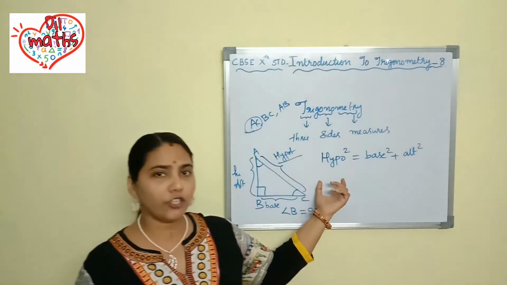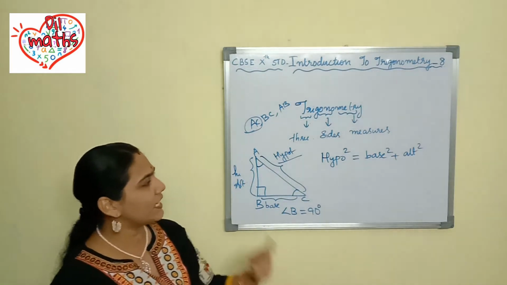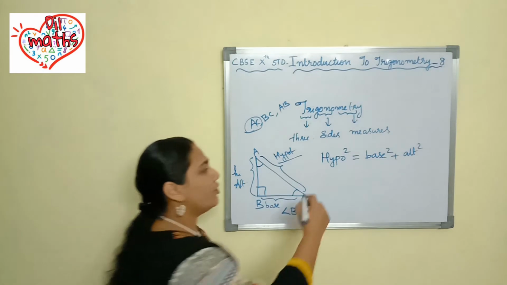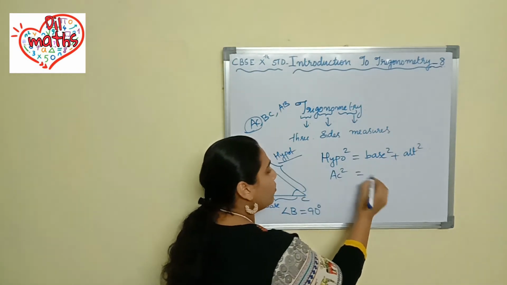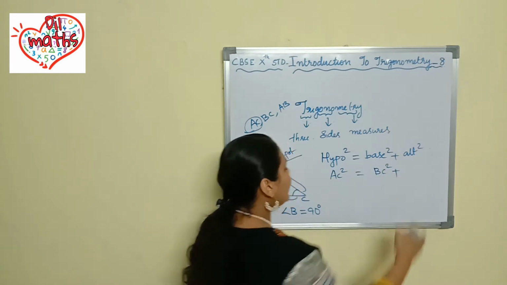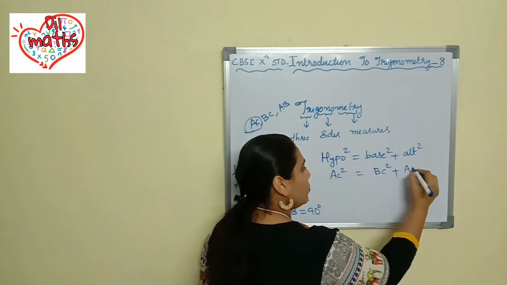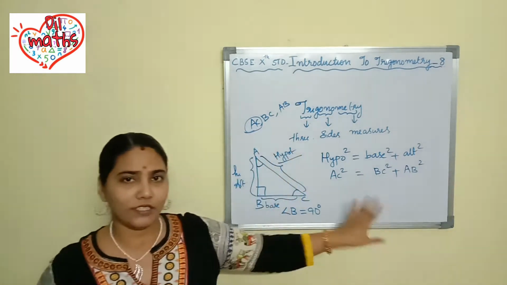Okay, hypotenuse square is equal to base square plus altitude square. So what is hypotenuse here? AC. So AC square is equal to, what is base here? BC. BC square plus what is altitude here? AB. Okay, AB square. So this is Pythagoras theorem.